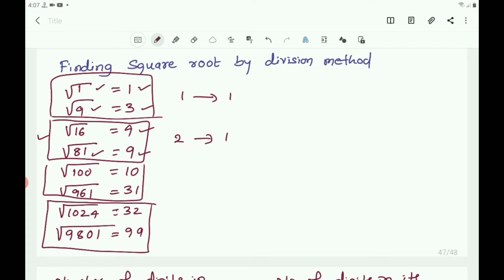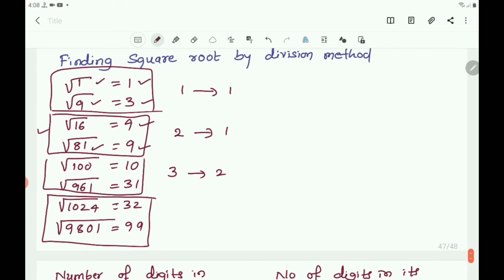Now consider the next one, 100 and 961. 100 is the smallest 3-digit square number. Its root is 10, which has 2 digits. And 961 is the greatest 3-digit square number. Its root is 31, also having 2 digits. So if the square number has 3 digits, its square root has 2 digits.